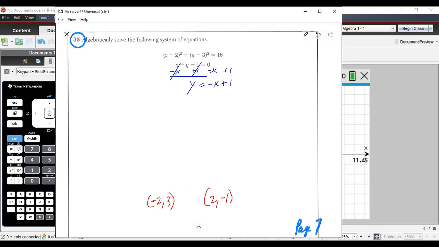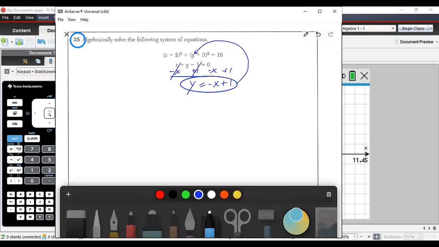Okay, so this is the equation. So now I'm going to take this, and where you see the Y, I'm going to replace it with the negative X plus 1. So let me change the colors. So now it's going to be X minus 2 squared plus, and now I'm going to put in negative X plus 1 minus 3 squared equals 16. Now we're going to combine all the terms inside the parentheses here. So I'm going to erase this, and 1 minus 3 is just going to be a negative 2.